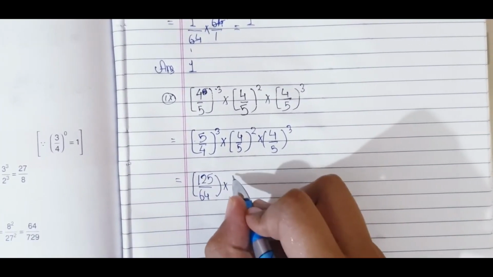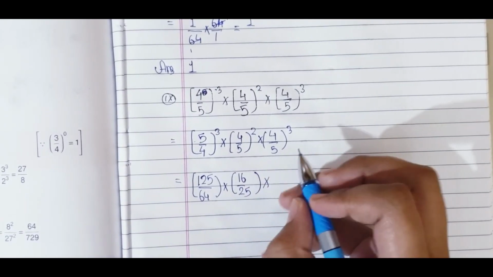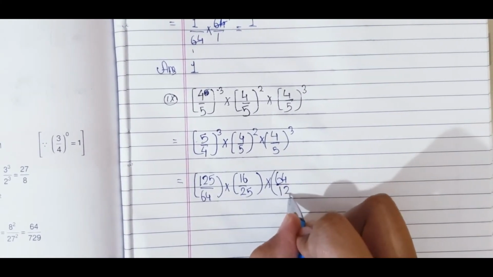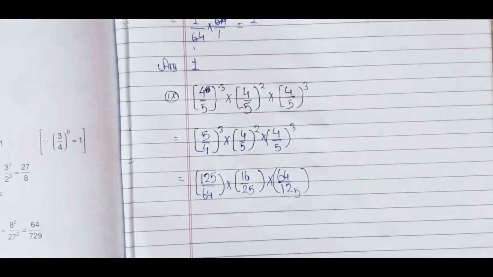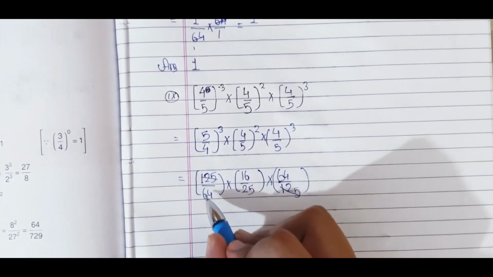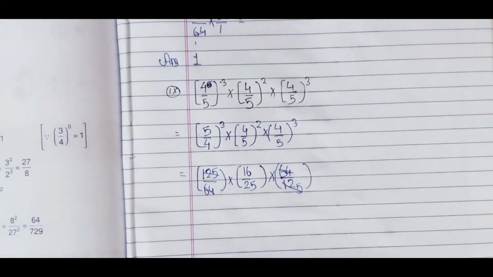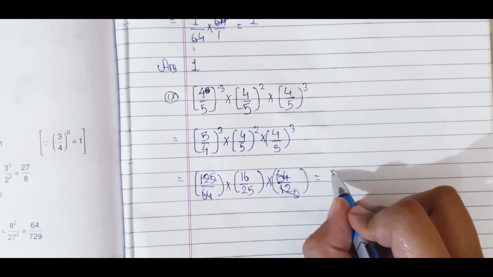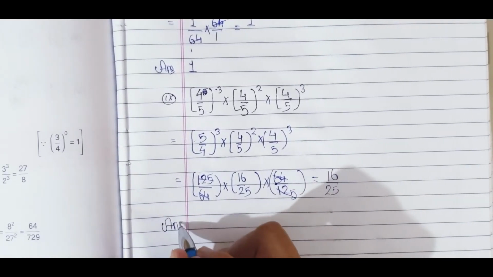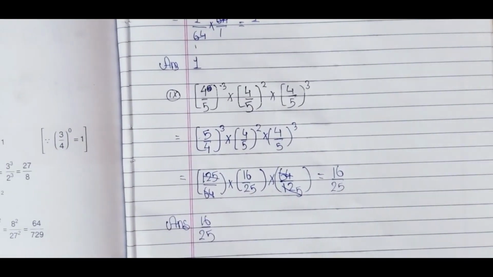Now 4 into 4 is 16, and 5 into 5 is 25. Now 4 into 4 into 4 is 64 and 5 into 5 into 5 is 125. Now we will cancel them. 125 and 125 are cancelled, 64 and 64 are cancelled. And now I don't think any more can be cancelled. No, it can't. So 16 by 25. Our answer is 16 by 25. So this was our 9th question.